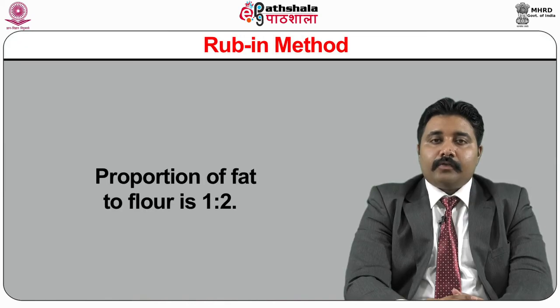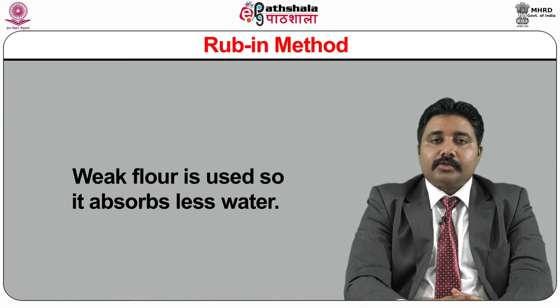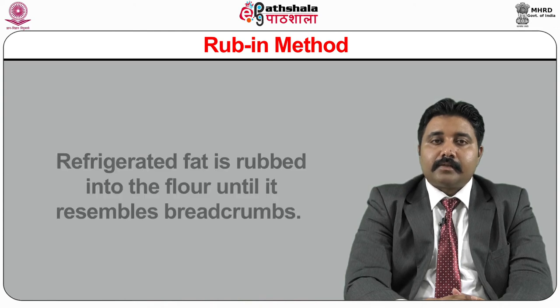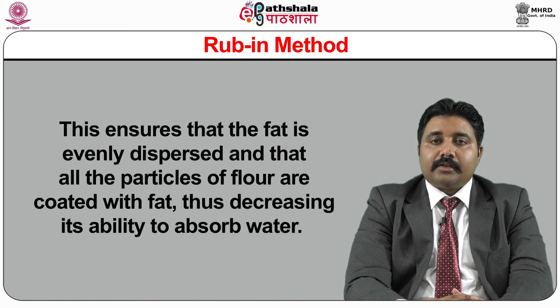Proportion of fat to flour is 1:2. Weak flour is used so it absorbs less water. Refrigerated fat is rubbed into the flour until it resembles breadcrumbs. This ensures that the fat is evenly dispersed and that all the particles of flour are coated with fat, thus decreasing its ability to absorb water.